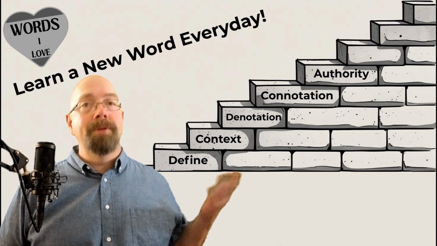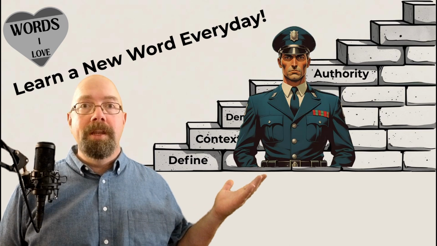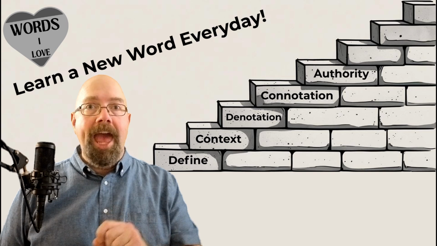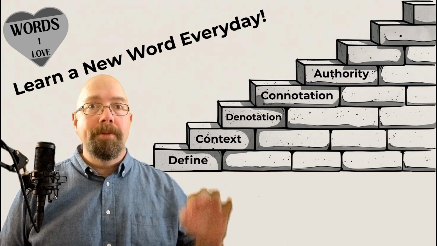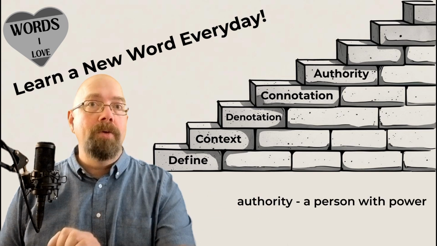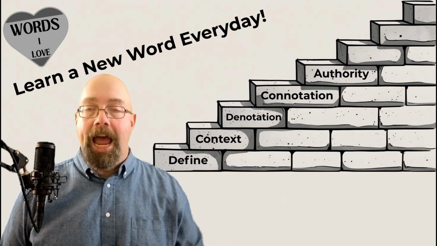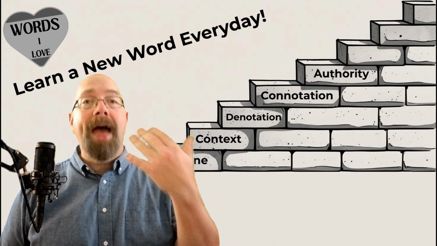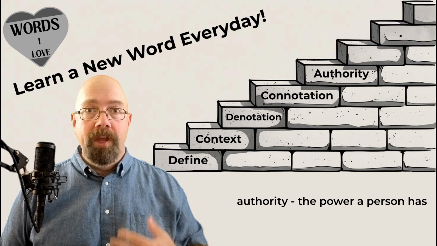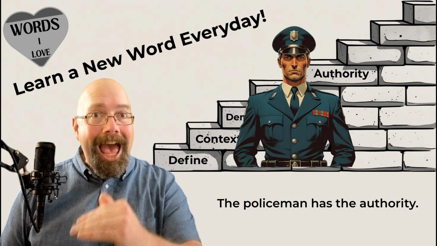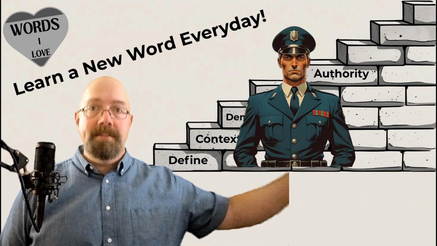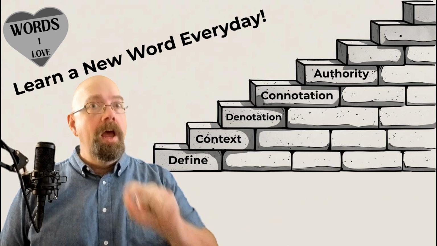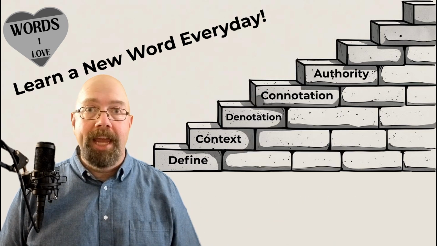If we have a policeman, the policeman is an authority. He is an authority. That means the person that can tell me what to do, and I have to do it. Authority is also what we call the power that the policeman holds. The policeman has the authority to tell me what to do. Two different uses that mean close to the same thing.